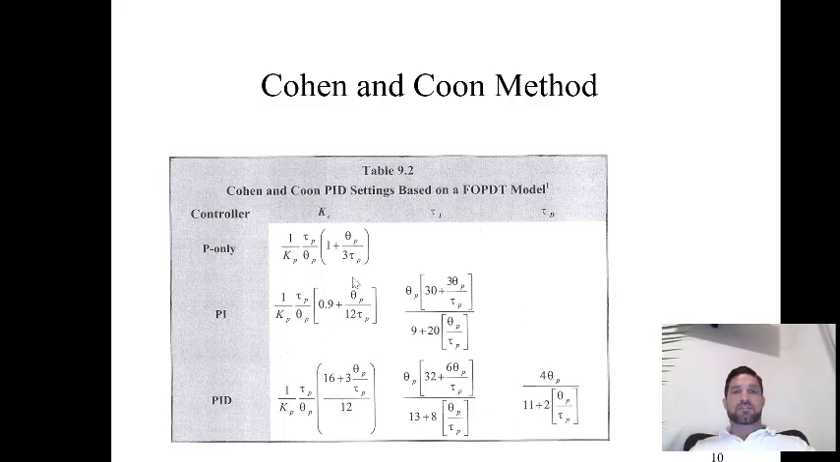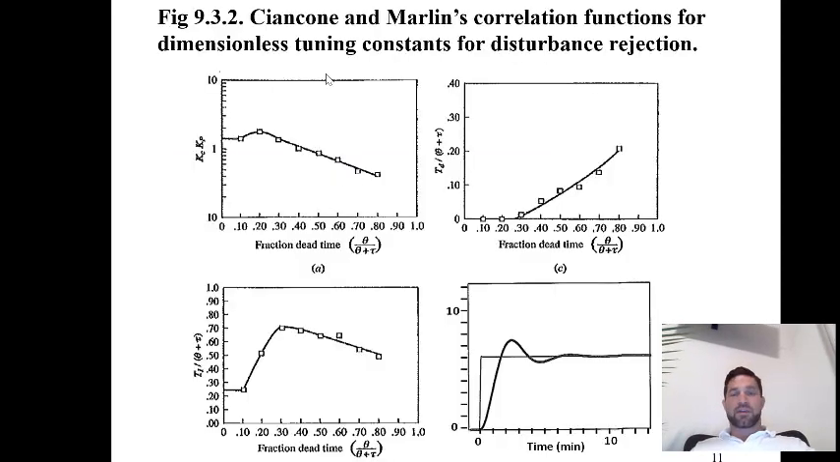Now all of these parameters are based on models or correlations, and the calculations are designed to get about a quarter amplitude decay tuning ratio. Based on a typical first order plus dead time process, various models have been used and correlations have been made to do these types of calculations. So essentially we determine the parameters for a first order plus dead time model and just do a little bit of plug and chug. For the Cohen-Marlin method, it's a little bit more detailed than that method.